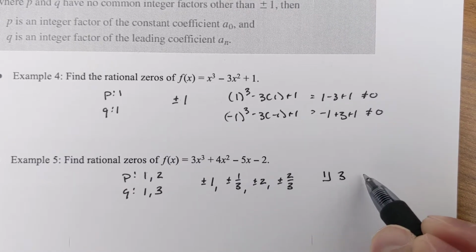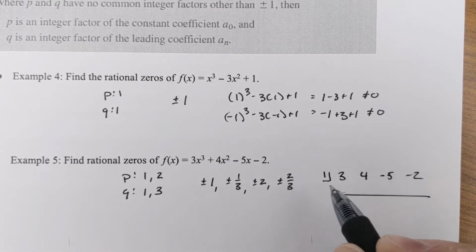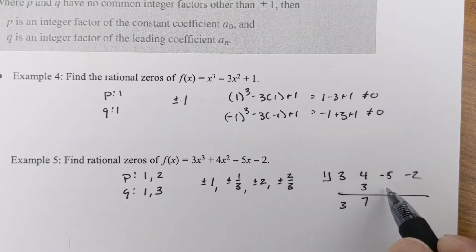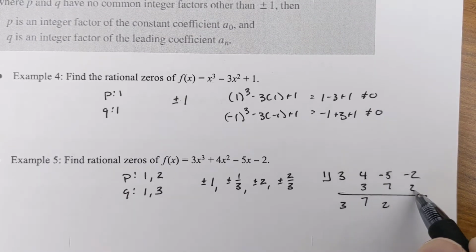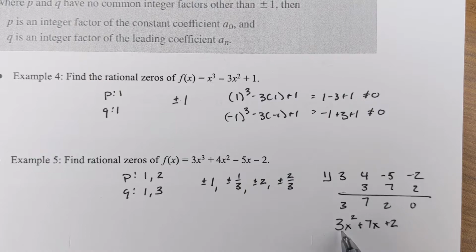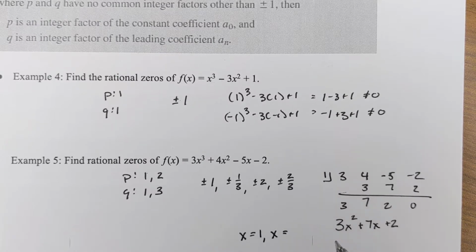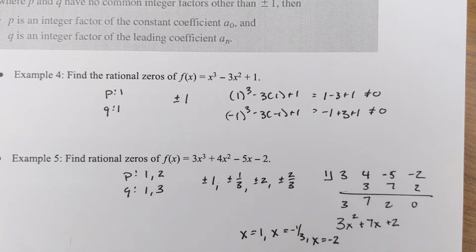So 3x cubed, 4x squared, negative 5x, negative 2. So 1 times 3 is 3, that's 7. 1 times 7 is 7, that's 2. 1 times 2 is 2, that's 0. So this would be 3x squared plus 7x plus 2. Then that's a quadratic that I just run the quadratic formula on. So if you work that out, your solutions end up being x equals 1, x equals negative 1/3, and x equals negative 2. So all of them are actually contained in this list.